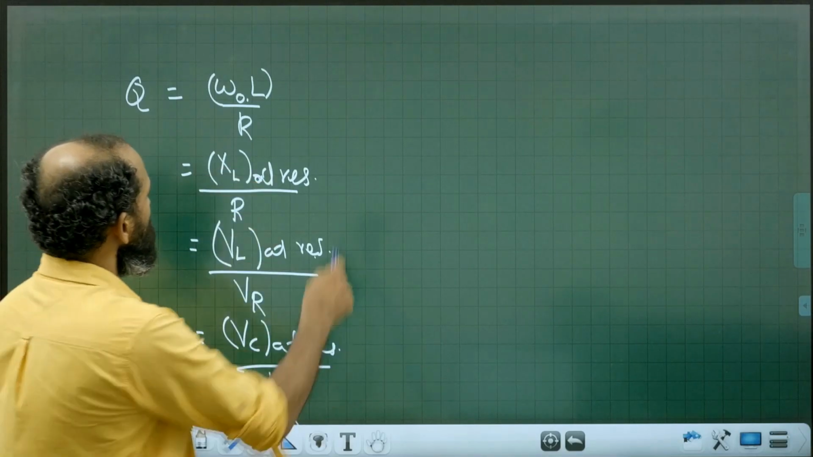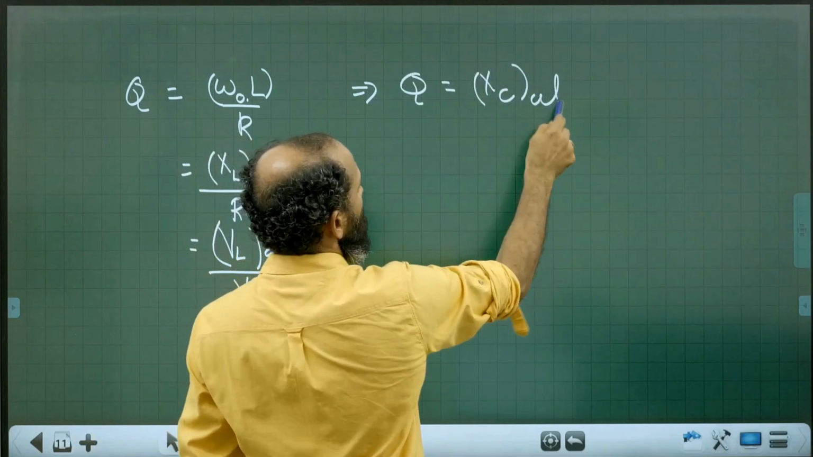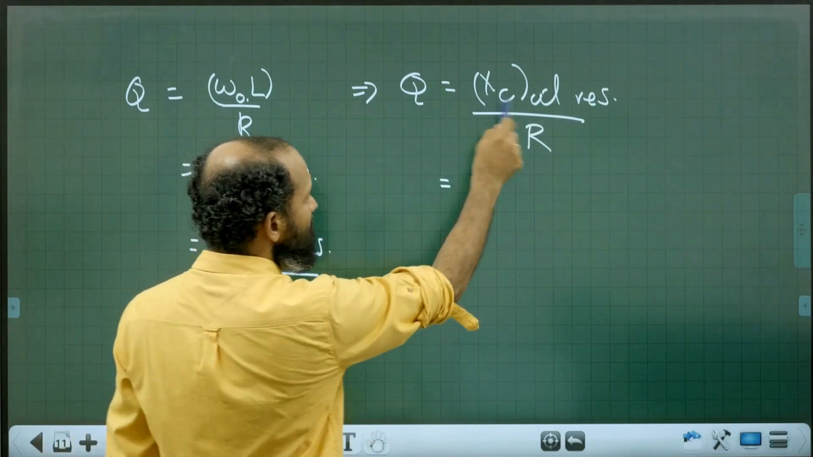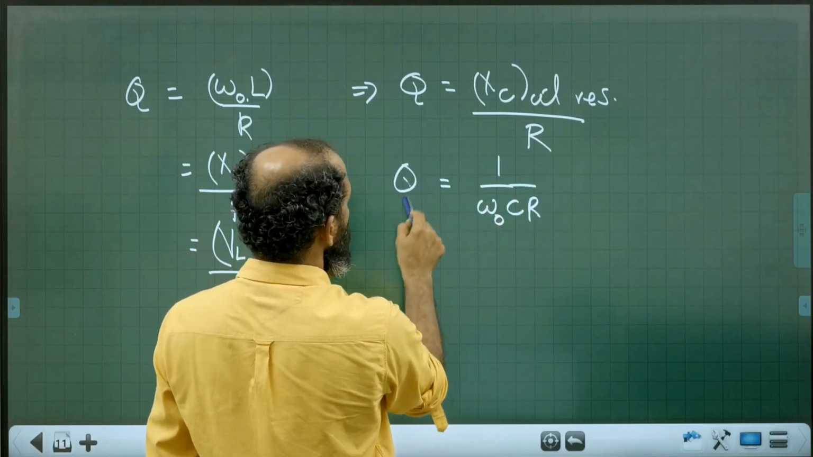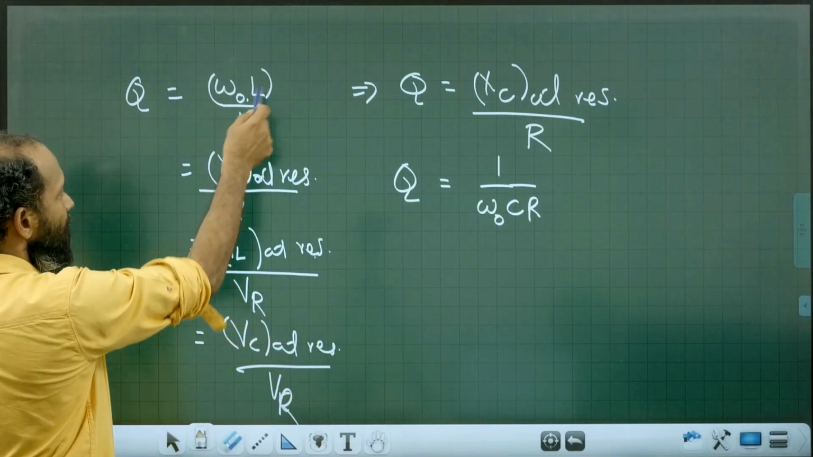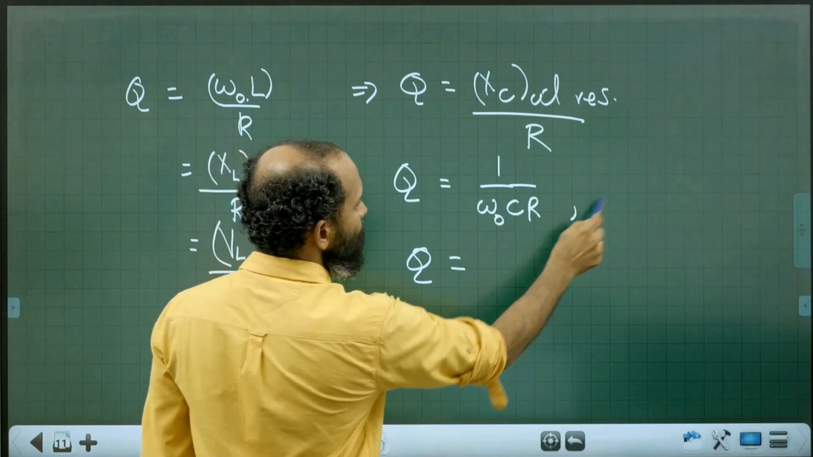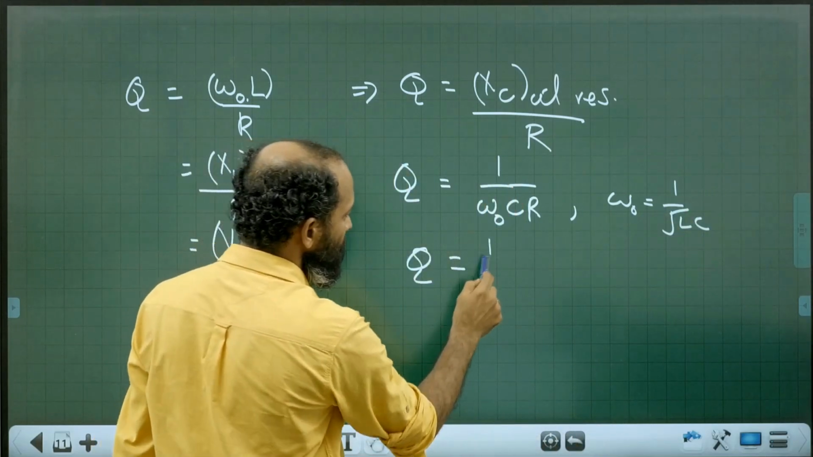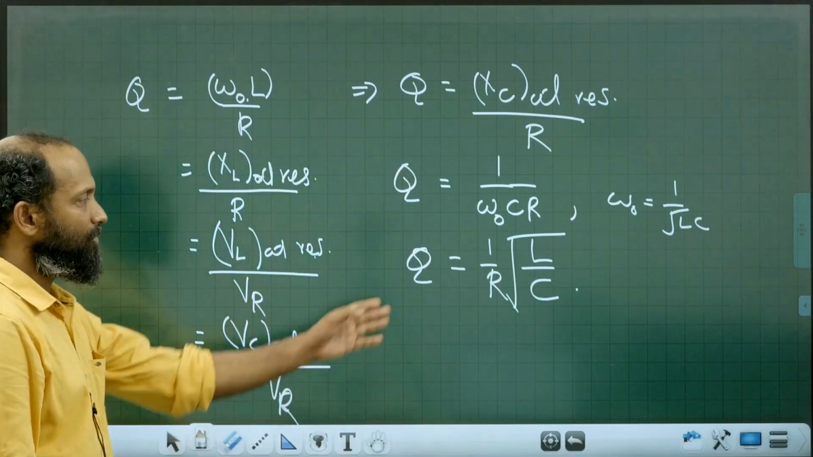XL at resonance can be XC at resonance. So XC at resonance divided by R. What is XC at resonance? That is 1 by omega 0 C. So Q factor has a very important formula, 1 by omega 0 CR or omega 0 L by R. One more formula by substituting for omega 0. Omega 0 is 1 by root LC. You get one more formula, 1 by R root of L by C. It's the most popular formula. This is also to be learnt by heart.